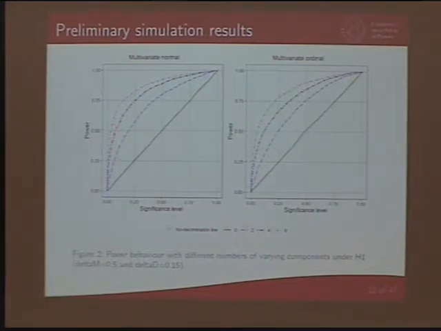So you see basically the green line is under the null hypothesis, all variables under the null hypothesis, and then we start picking up some of those that are under the alternative. So 2 of those, 4 of those, or 6 of those. And you see how the situation is with respect to power. Basically this is the most interesting area, close to low alpha values.